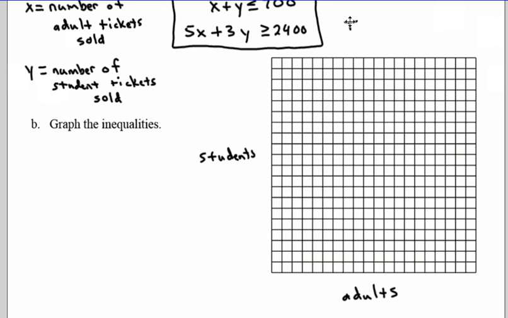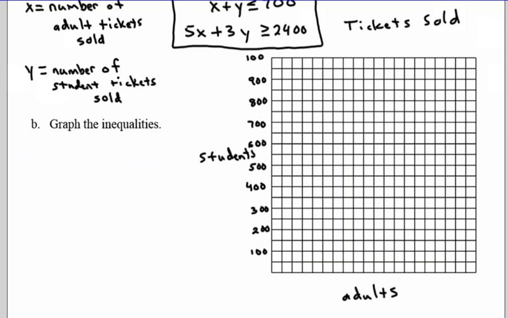All right, and I'll label this tickets sold. So let's see, 1, 2, 3, 4, 5, 6, 7, 8, 9, 10. Looks like this goes 20 to 20 both ways. So I'm going to tick this off, and I'm going to go by 50s. 50, 100, 150, 200, then 300, 400, 500. This one will be 600, 700, 800. Let's see, 900. This will be 1,000 tickets sold.